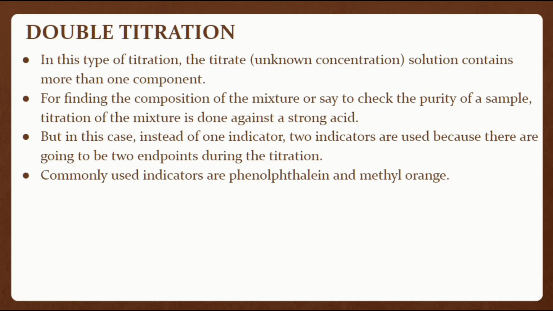Double titration. In this type of titration, the titrate of unknown concentration solution contains more than one component. For finding the composition of the mixture, or to check the purity of a sample, titration of the mixture is done against a strong acid. But in this case, instead of one indicator, two indicators are used because there are going to be two endpoints during the titration. The commonly used indicators are phenolphthalein and methyl orange.